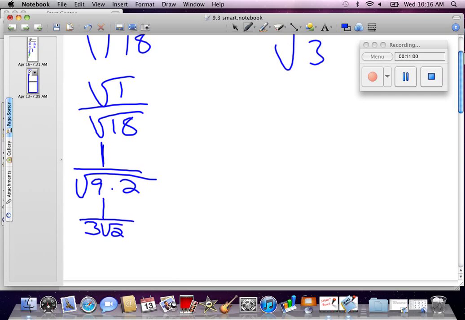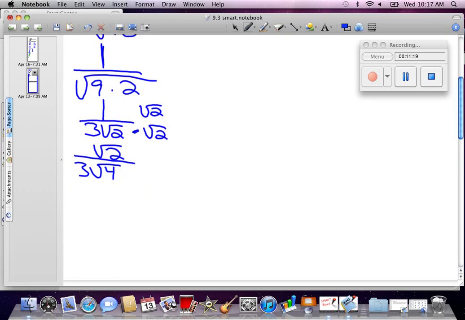Can we have a square root on the bottom? No, what's inside that square root sign? That's why I multiply the top and the bottom by the square root of 2. So I get the square root of 2 over 3. What's 2 times 2? 4. So I get the square root of 4. And what is the square root of 4? 2. So I have the square root of 2 on top. I get 3 times 2 on the bottom. And 3 times 2 is 6. So square root of 2 over 6.